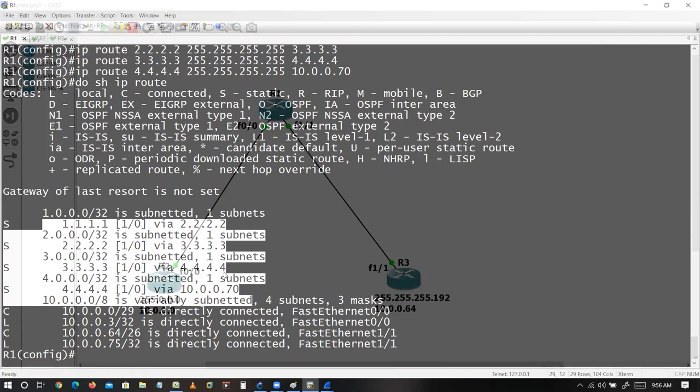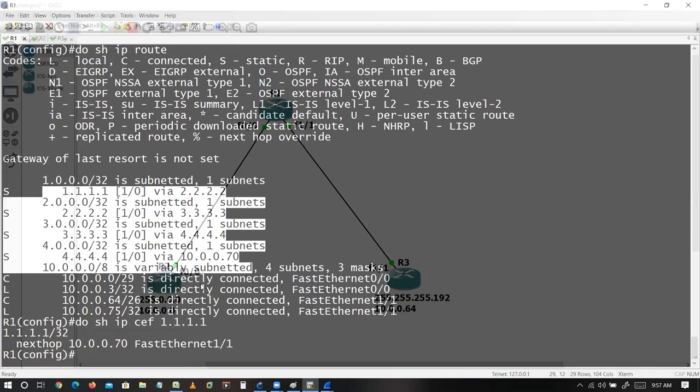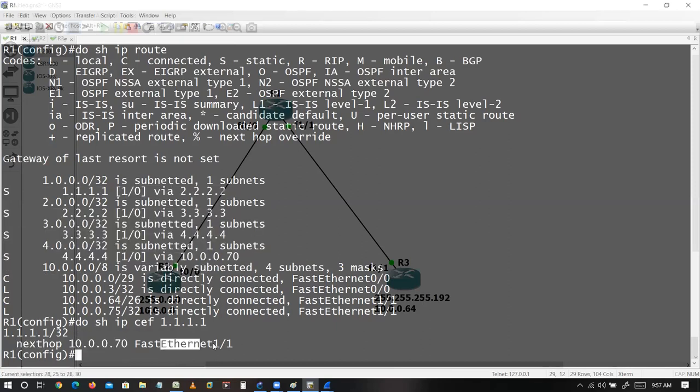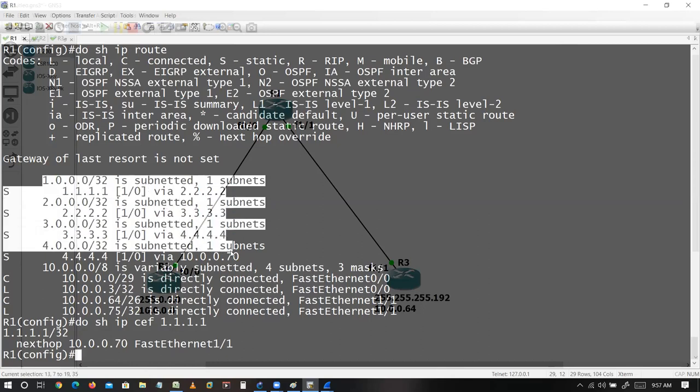But what it will do, if I check the CEF table, do show IP CEF 1.1.1.1. Look here. The device is just saying your next hop is 10.0.0.70 and your best interface is F0/1. It means in the CEF table, it will have the real path. In the routing table, it will maintain the entry. In the CEF table, it will have the real best interface, right? That is F0/1. Okay.